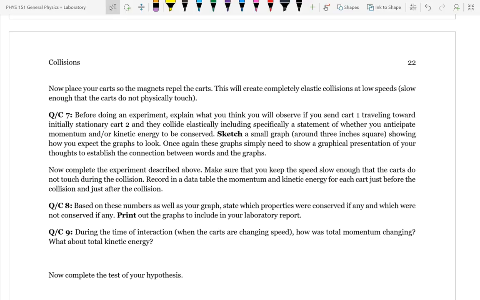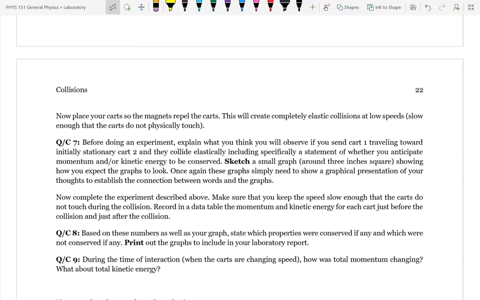Before doing an experiment, now you're going to change to completely elastic. So for completely elastic, I take this one and flip it around. Now the magnets will interact and they won't touch. If they touch, you should hear the click, and you know that one I don't count because they hit. Also, of course, if they're supposed to be inelastic and they bounce off of each other, you had some problem.